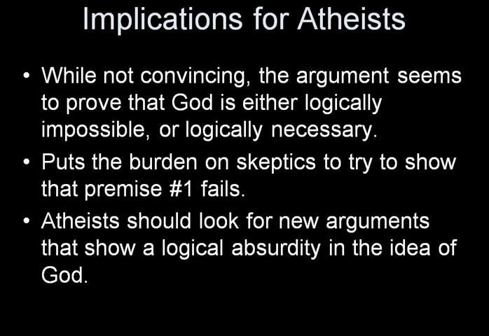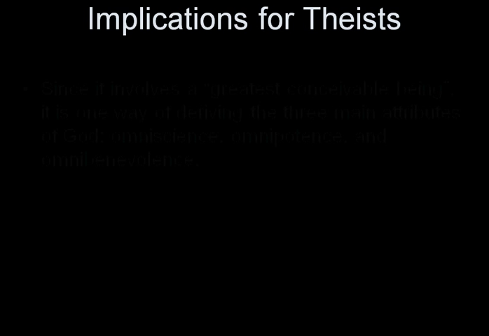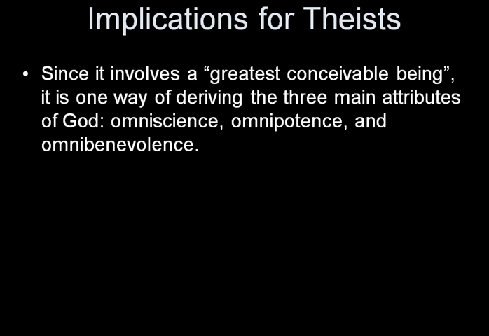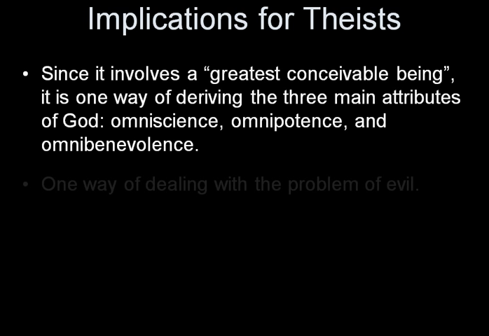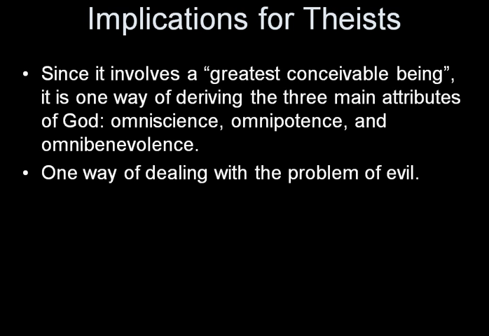Implications for theists, since it involves a greatest conceivable being, it is one way of deriving the 3 main attributes of God: omniscience, omnipotence, and omnibenevolence. It's also a way of dealing with the problem of evil, because if God is either 0 or 1, the probability of his existing, then it doesn't matter how much evil is in the world, God must exist.